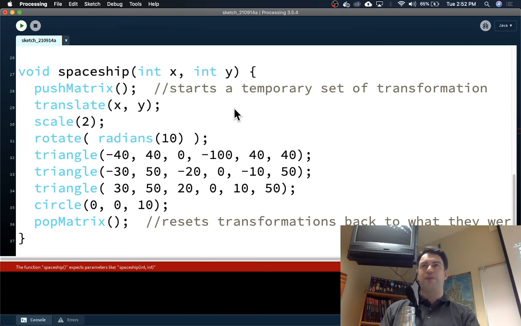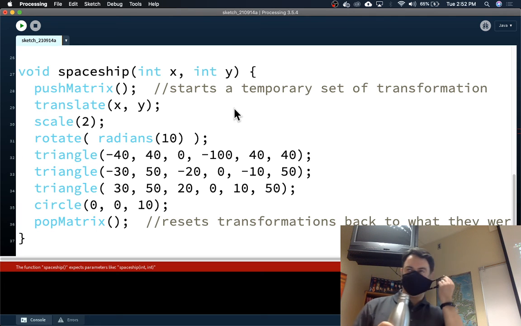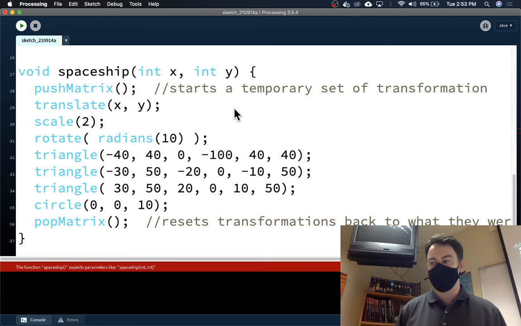I'll put the spaceship function back on. Water. One of my biggest challenges of starting back at school again is remembering to drink water.